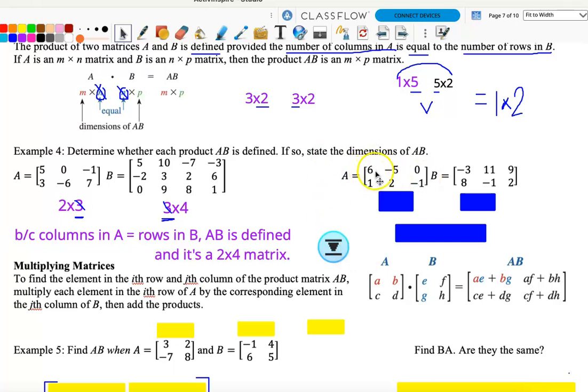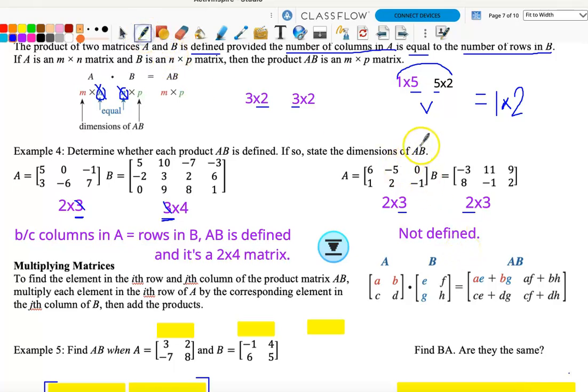I have a 2 by 3 matrix, and then I have a 2 by 3 matrix. So can I multiply these? No, because these two numbers are not matching up. So even if you wanted to multiply them, you couldn't. It's impossible. It is not defined. Okay. Now if you flip-flopped them, you could multiply them. But we cannot figure out the product AB. You could figure out the product BA.